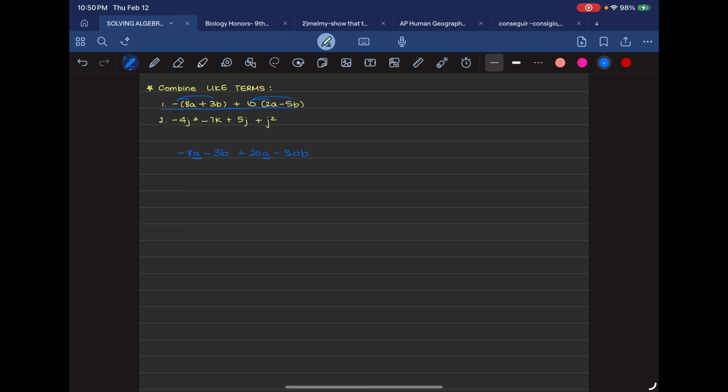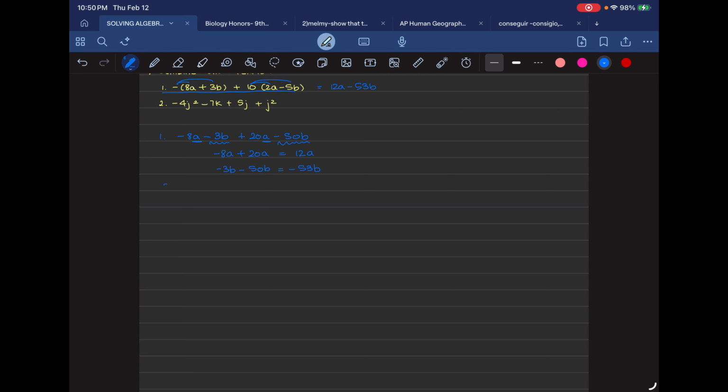So a, they are like terms. So minus 8a plus 20a equals 12a. And minus 3b minus 50b, they are like terms as well. So if we do this, it's going to be equal to minus 53b. So the final answer is going to be 12a minus 53b.